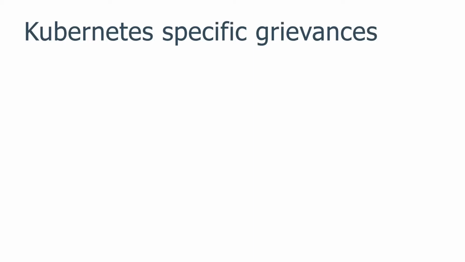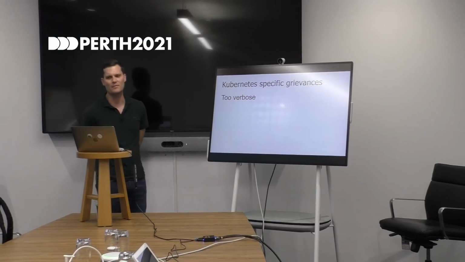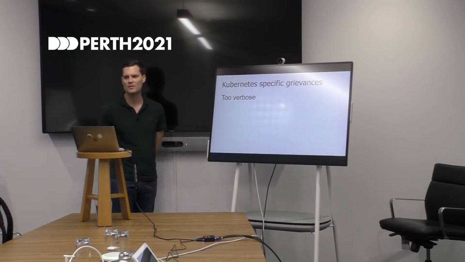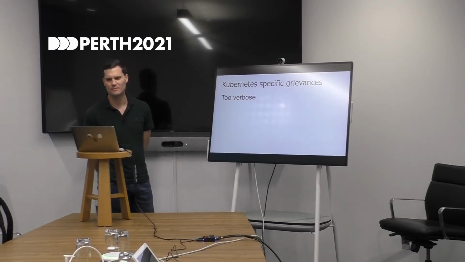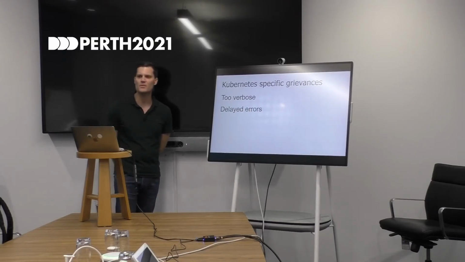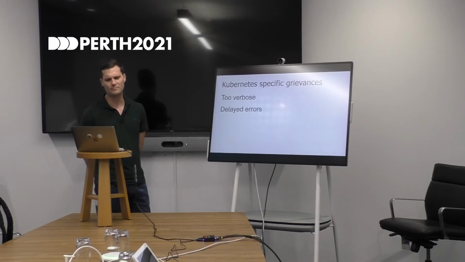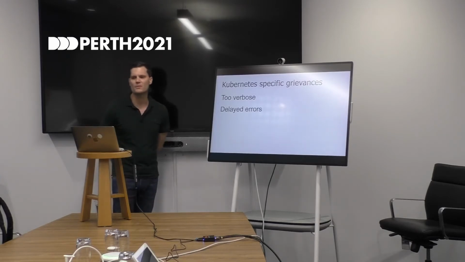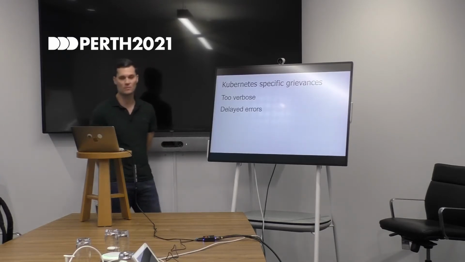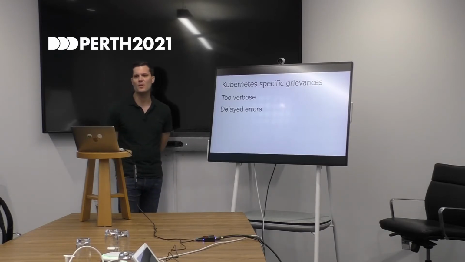So let's look at some of the Kubernetes specific grievances with YAML. A lot of people complain that Kubernetes YAML is too verbose. And I mean, that's fair enough. It's designed for communication from machine to machine. And then you've got that whole drama with syncing labels across deployments, services, pods, etc. Another problem is delayed errors, like the Norway problem, which we spoke about in the previous slide. Often this is not detected until the pipeline fails, and this wastes everyone's time.